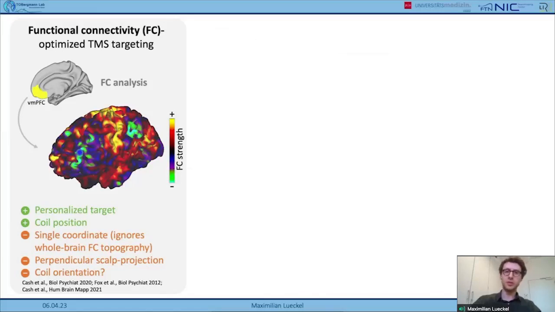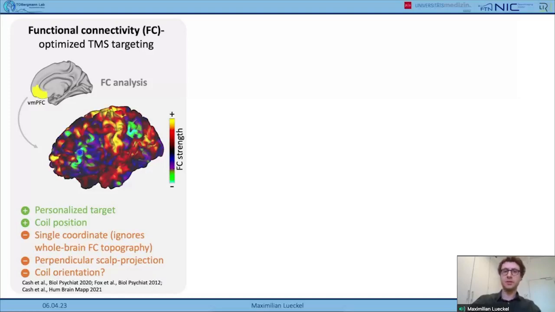However, this functional connectivity-based approach has several problems. First, the personalized target is most commonly defined by only a single voxel, and that means ignoring the rich spatial information. Second, this coordinate is commonly simply projected to the subject scalp to define the coil center position. And third, even though this gives us a relatively good idea about where to roughly place a coil, we basically still have no clue how to optimally orient the coil in a given individual.